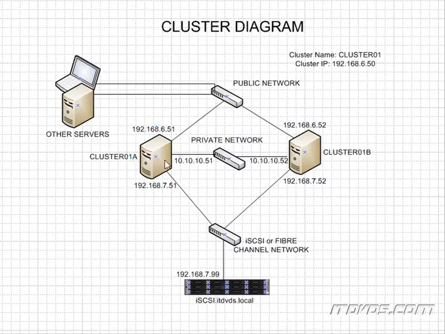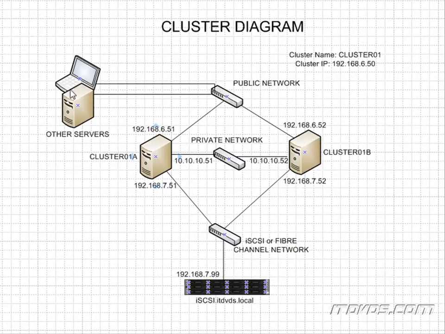For example, let's take a file server. When we cluster a file server, we're going to install the file server role on cluster 01A. We're also going to install the file server role on cluster 01B. But the data, the actual shared folder, and the files within the shared folders are going to live on our shared storage. This way, both nodes have access to that shared storage. And the application, which in this case is the file server, can only be active on one node at a time. So let's say it's active on cluster 01A.